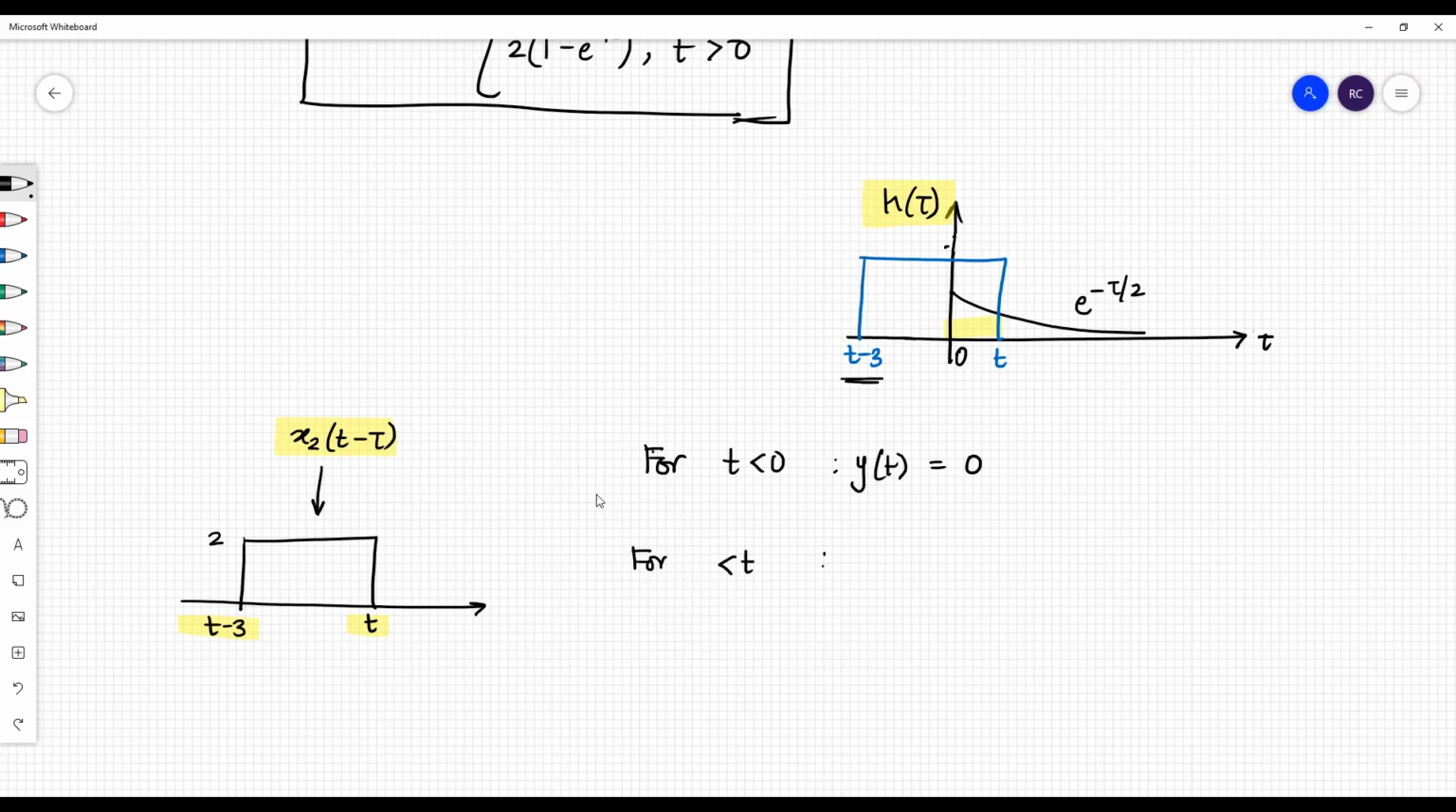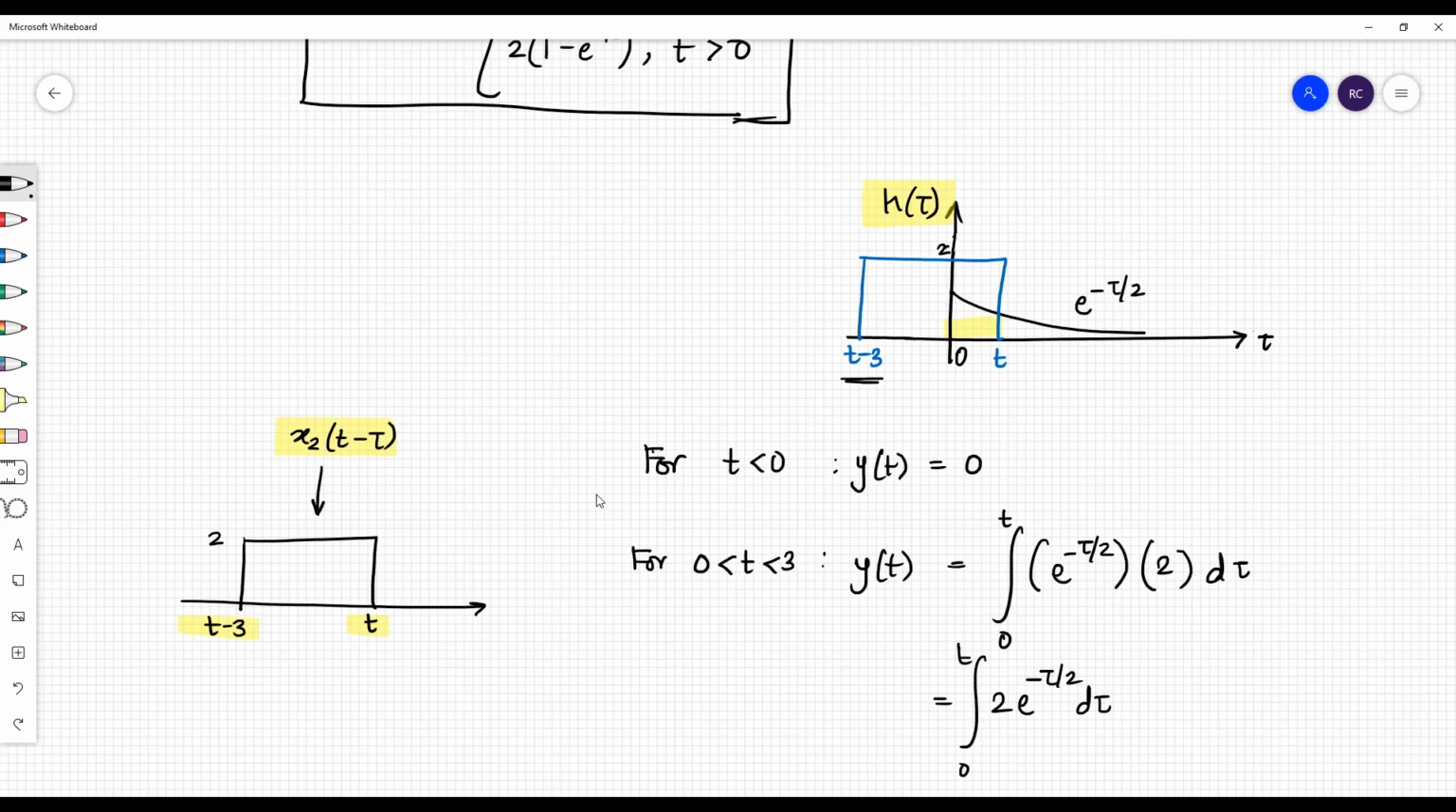So for t between 0 and 3, how do I write y(t)? Integration from 0 to t, okay? And the two signals: the first signal h(tau) is e to the power minus tau by 2, and what is the second signal here? Its value is 2 d tau. So 2 e to the power minus tau by 2 d tau is what you need to integrate, and when you do that, what will you get?